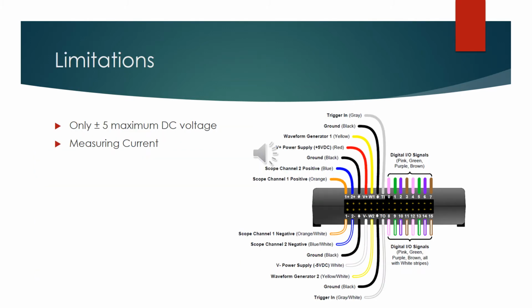The only two limitations, in my opinion, of the Analog Discovery Board are: number one, the maximum DC voltage it provides is only positive and negative 5 volts, and number two, it doesn't measure current. However, we can overcome the first limitation by carefully selecting the components we use in the experiment, or by using batteries or a voltage adapter. And we can overcome the second limitation by simply using a portable multimeter.